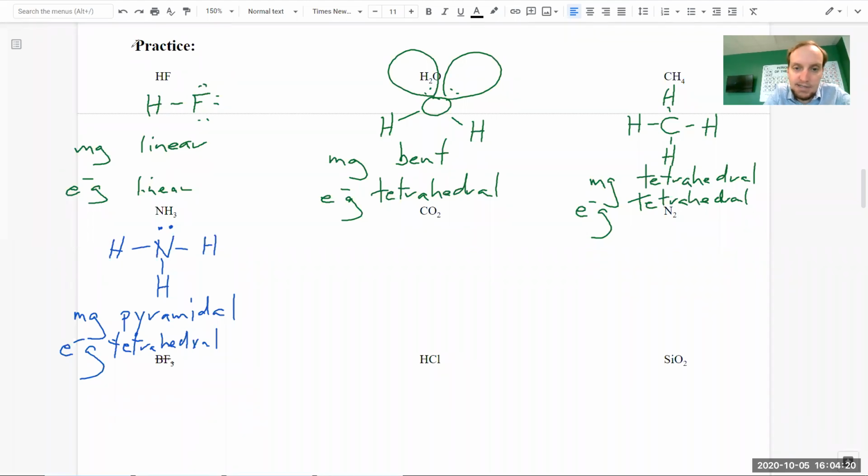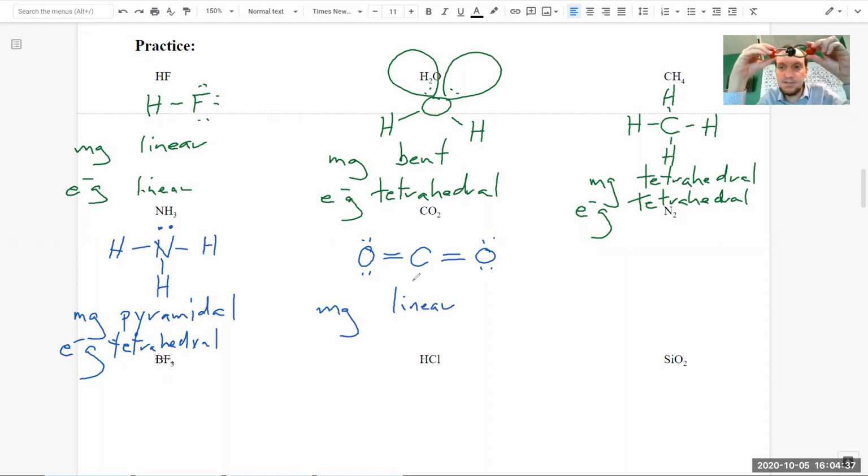All right, the next one we have is CO2, carbon in the middle. We have a double bond to an O, double bond to an O. Again, the molecular geometry is going to be linear. It looks just like this. This is carbon dioxide. We have a carbon in the middle, 2 red oxygens. So it is linear from red to black to red.